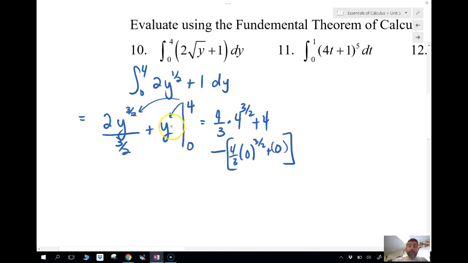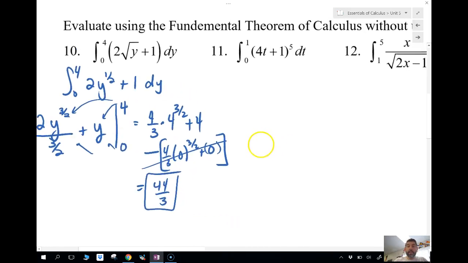All right, so I'm plugging in 4, I'm plugging in 0. Then I'm going to plug in 0. All right, this is all 0, so then I'm going to just put that all together, and I'm going to get 44/3.